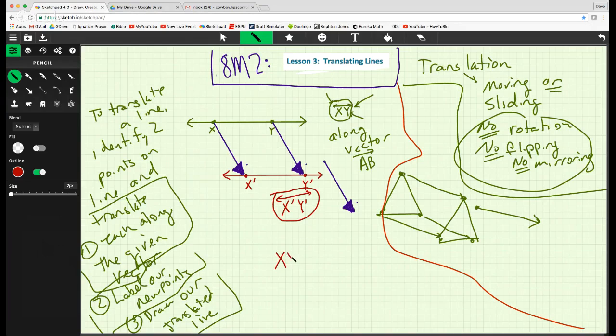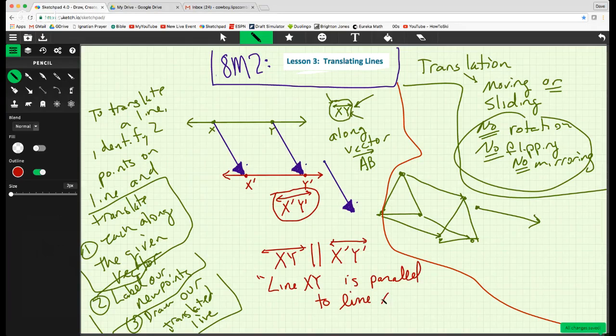And so we can say that line XY is parallel. Watch all this terminology, all these symbols. So line XY, I'm going to write it out. Line XY, this is how you'd say it in English. Line XY is parallel to line X prime, Y prime. Okay. All right, that's point number one, how we translate lines. Moving on.